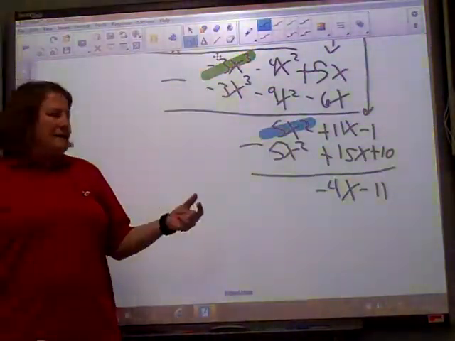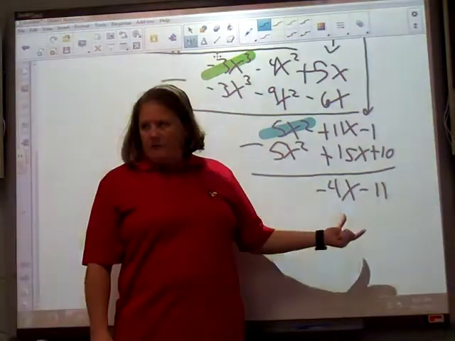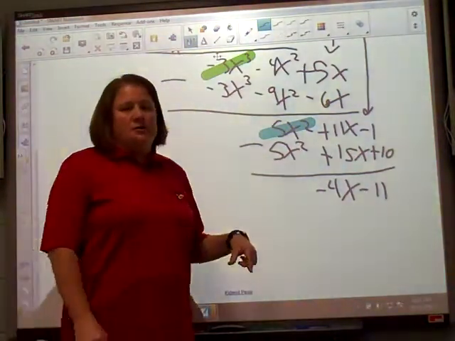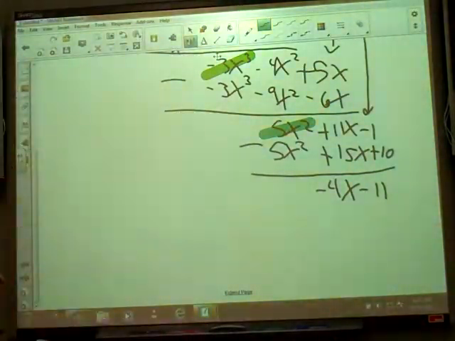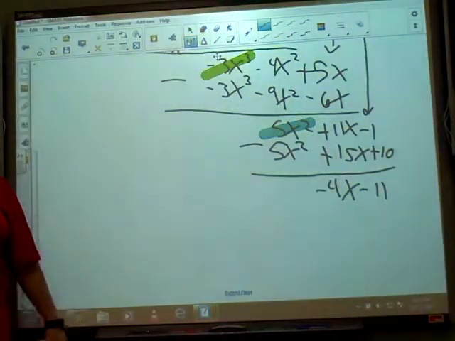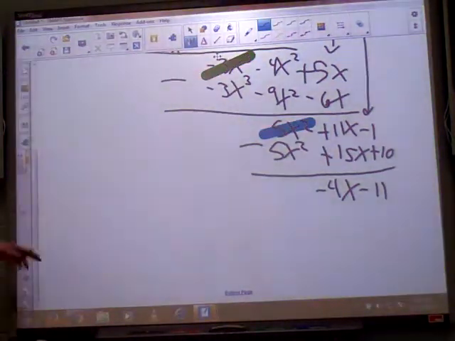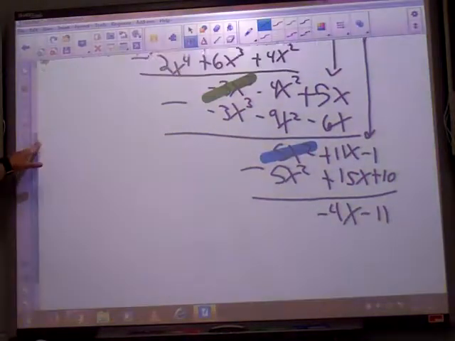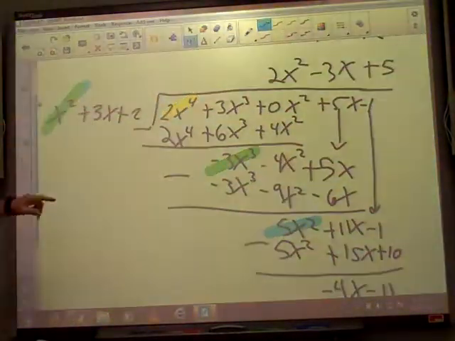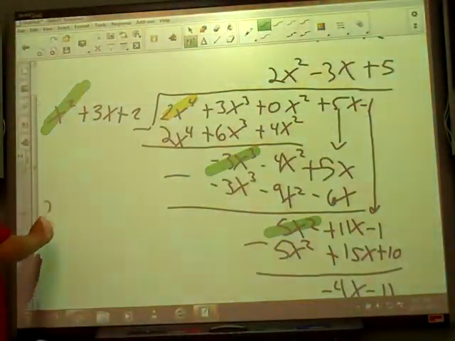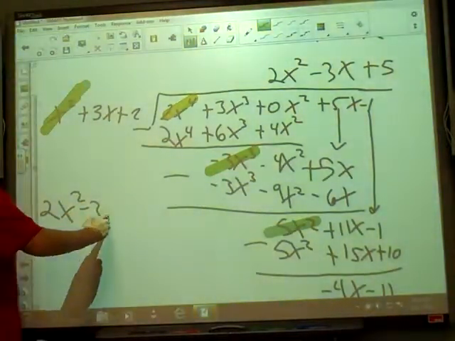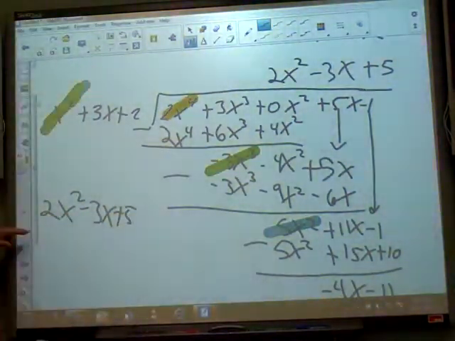When you were a little kid, what was this called when you had something left over in division? A remainder. Used to, you got to write a capital R, like R3. We don't get to do that anymore, unfortunately. To write our answer now, we take what's on top, what we got up there, 2x squared minus 3x plus 5.